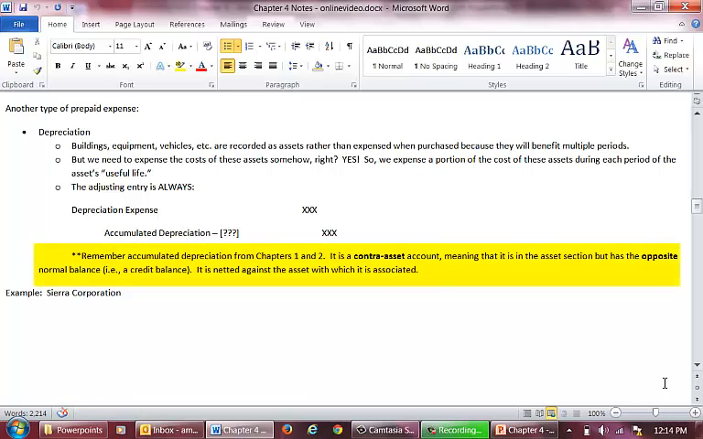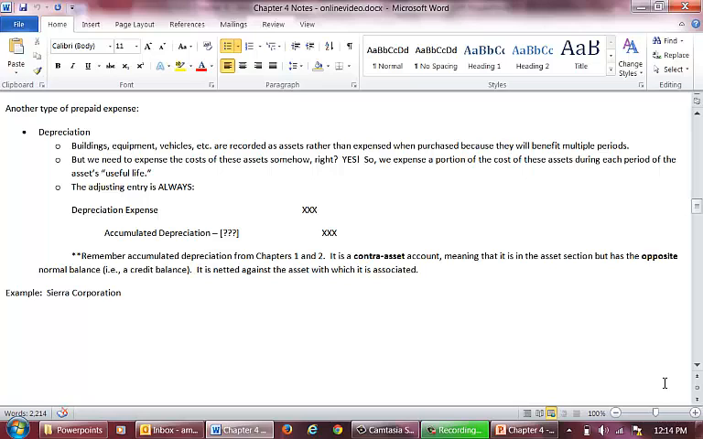Remember from Chapter 2 that accumulated depreciation is included on the balance sheet in the fixed assets section, and it is netted against the associated asset. It is known as a contra asset account because it is in the assets section, but it reduces assets. We will learn how to calculate depreciation in later chapters. In Chapter 4, the number will be provided to you.